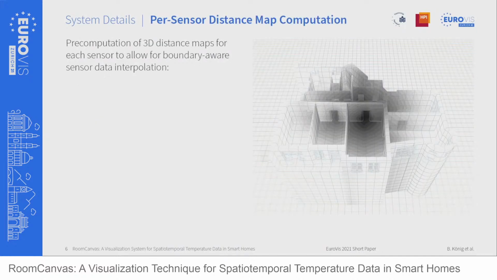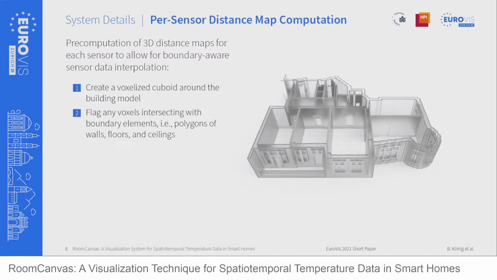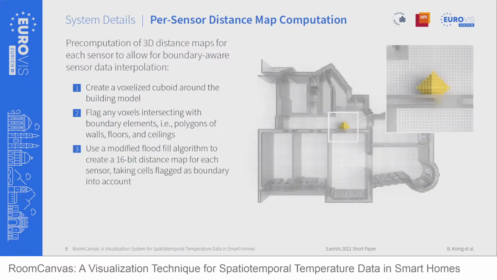So as I just explained, we need to know for each position in the apartment how far the position is from the respective sensor. For this, we pre-compute the so-called distance maps or distance volumes for each of the sensors. We do this by creating a voxelized cuboid that spans basically the whole apartment or building model. Within this cuboid, we then flag any voxel that intersects with any kind of polygon, so with the walls or with the floors or with the ceilings. And this allows us then to apply a modified flood fill algorithm that takes those boundaries into account.